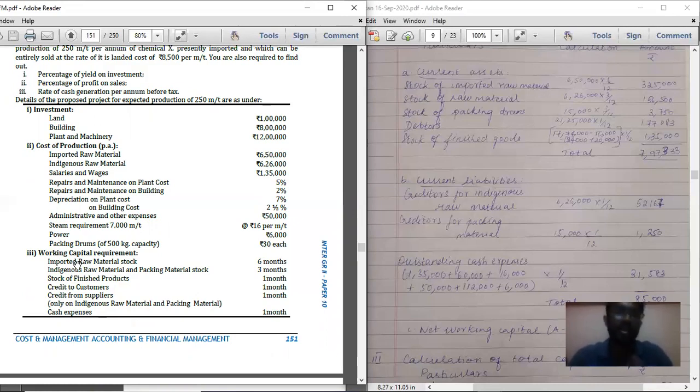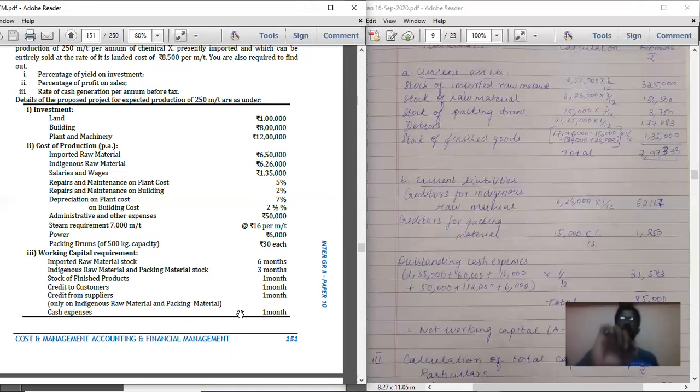You can assume it in two ways. Either you can assume that these cash expenses are paid in advance for 1 month, then you should include it in current assets. If you are paying something in advance, you should include it in current assets, and if you are paying something in arrears, you should include it in current liabilities. Here they have only mentioned cash expenses 1 month. They didn't tell whether it is paid in arrears or in advance.